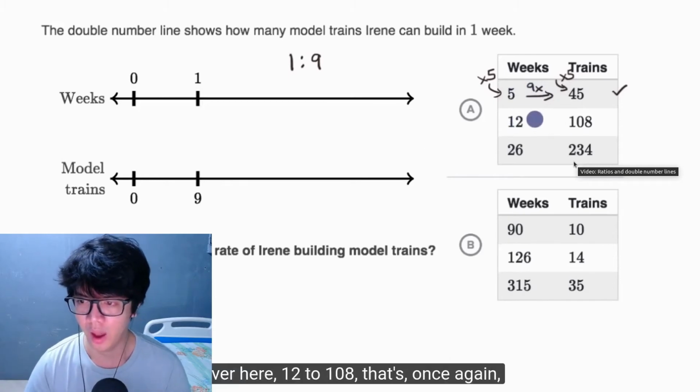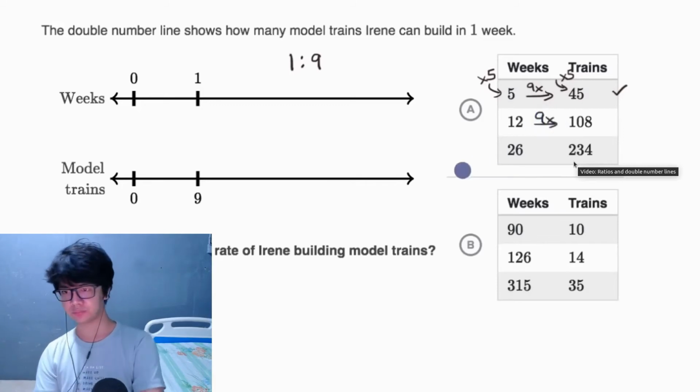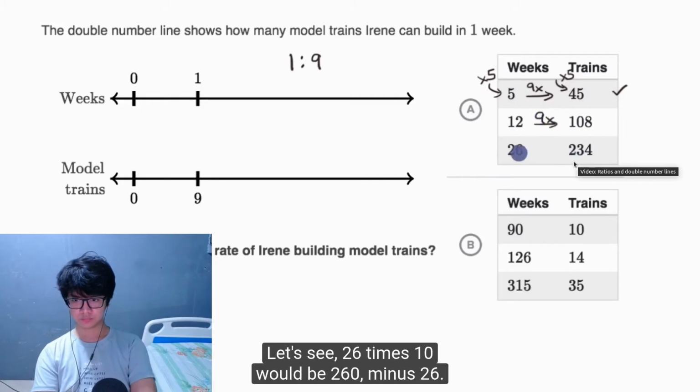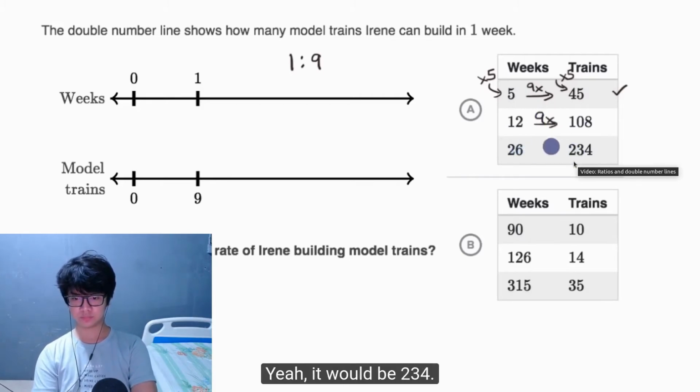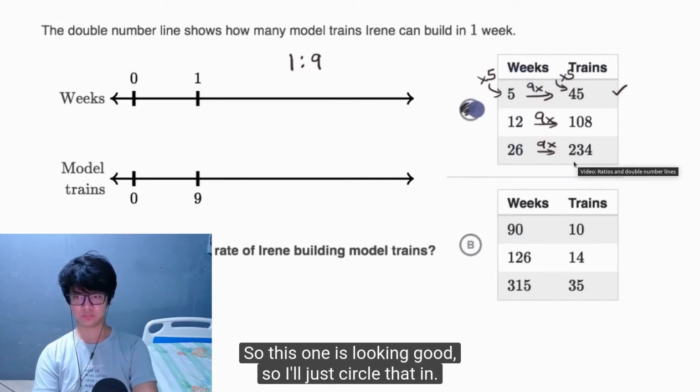Over here, 12 to 108. That's once again, 12 times 9 is 108. And then 26 to 234. Let's see, 26 times 10 would be 260 minus 26. Yeah, it would be 234. So this is 9 times. So in all of these cases, the ratio of weeks to trains is 1 to 9. So this one is looking good. So I'll just circle that in.